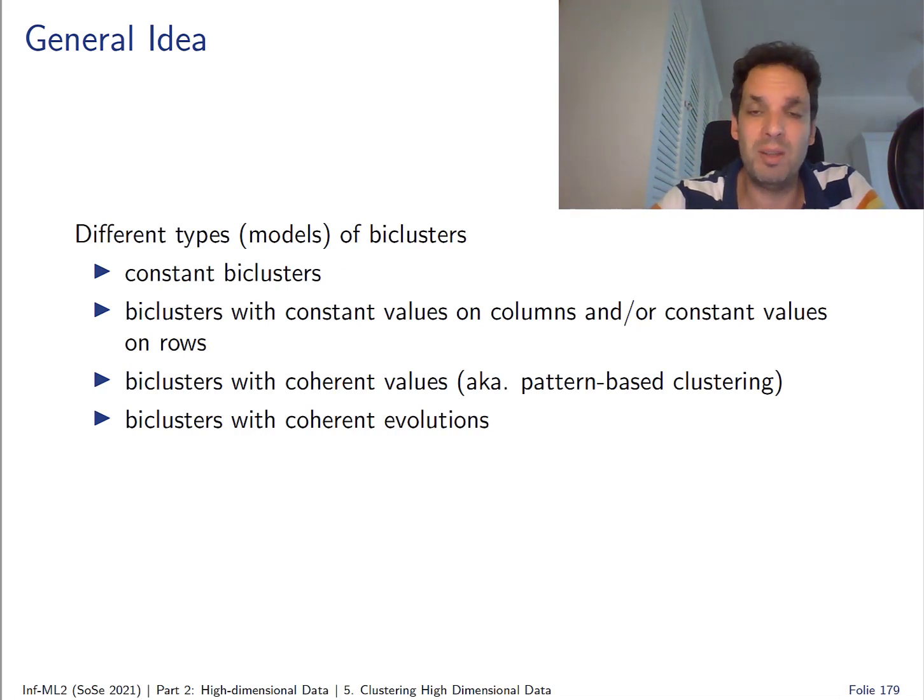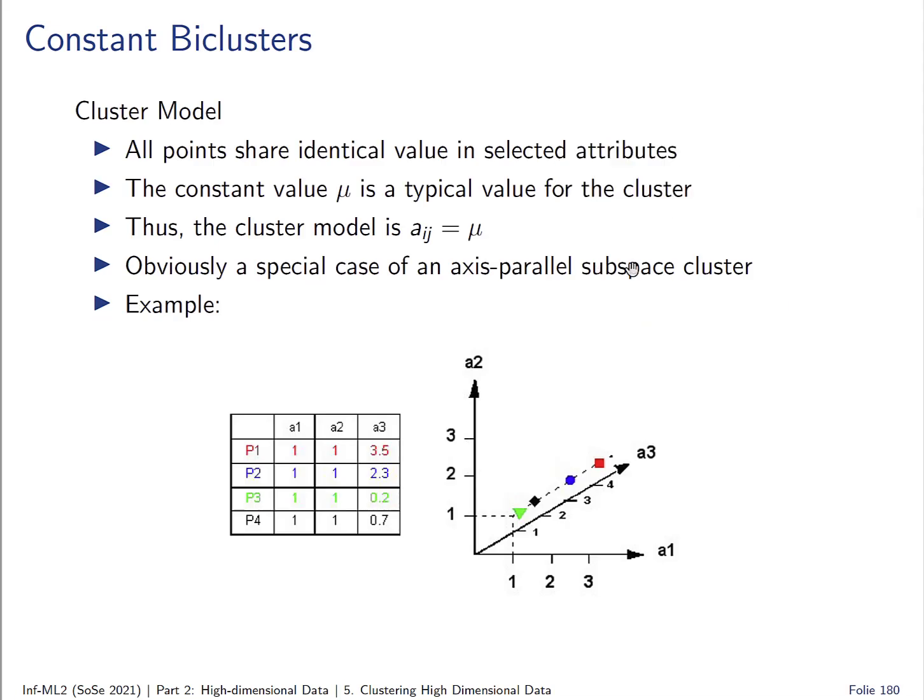We'll start with the constant biclusters. Those are potentially the easiest, the simplest model. In that case, all points have to share an identical value in selected attributes. This constant value, called mu here, is the prototype value, the typical value for the cluster. So the cluster model is pretty simple: all the values need to have exactly the value mu.